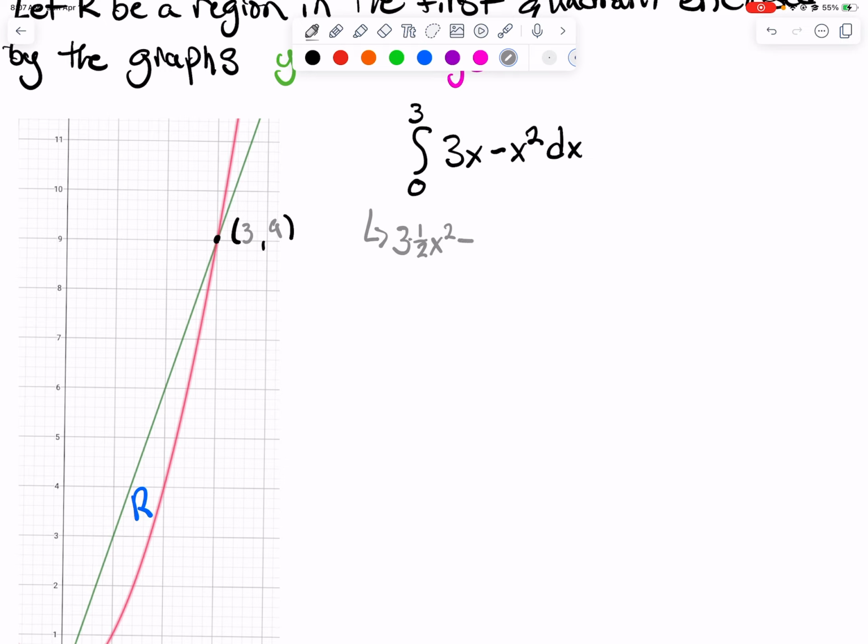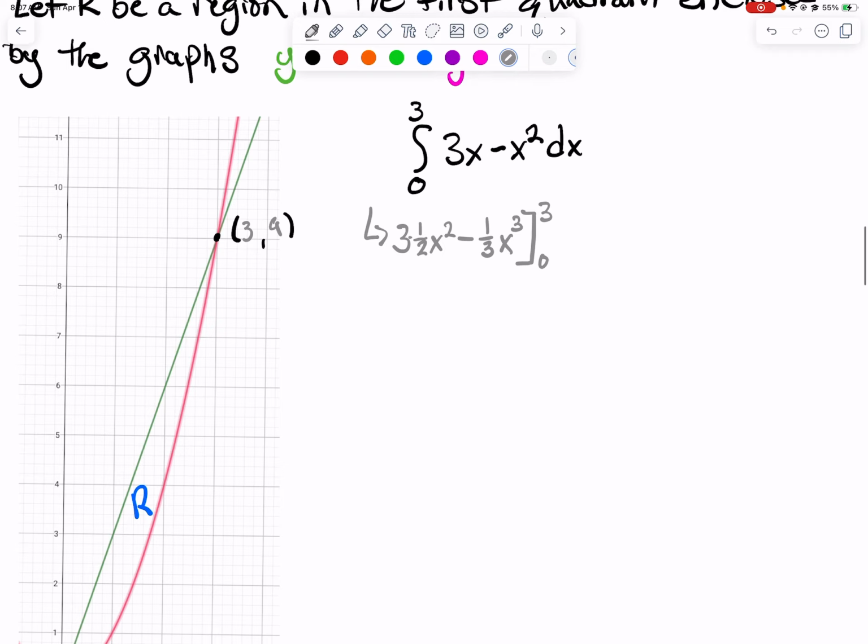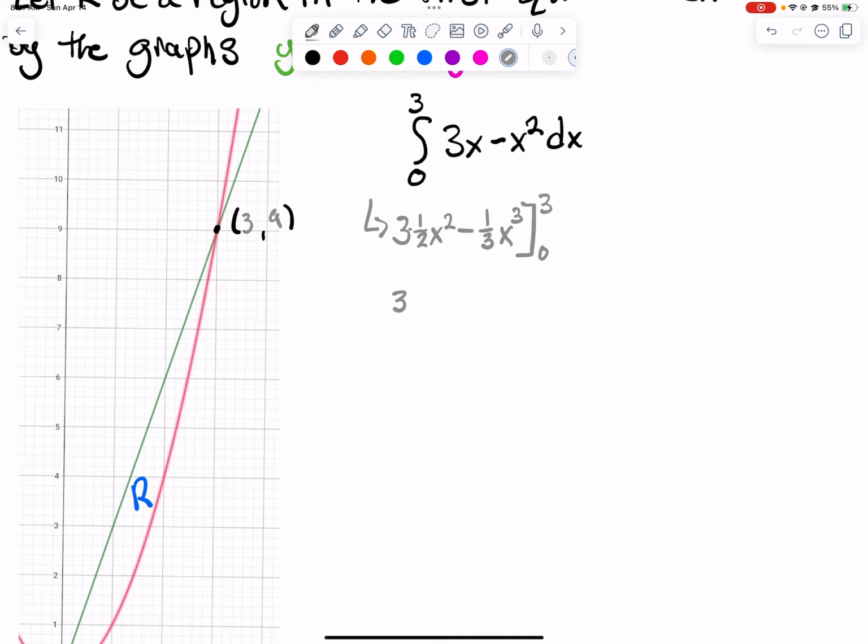The second one there for x squared, we're going to go up in a power and then multiply by the reciprocal. And we're going to take that from 0 to 3 and subtract our difference. Simplifying this, I'm going to get 3/2 x squared minus 1/3 x cubed, again, from 3 to 0.